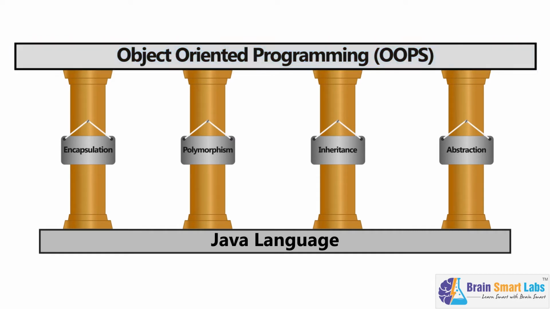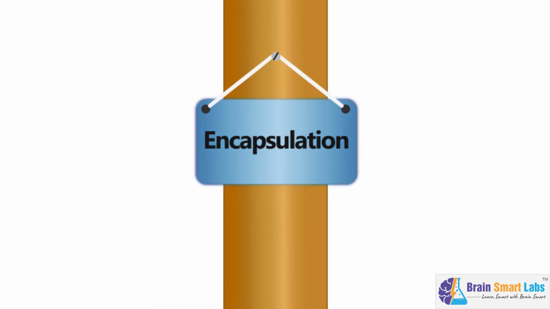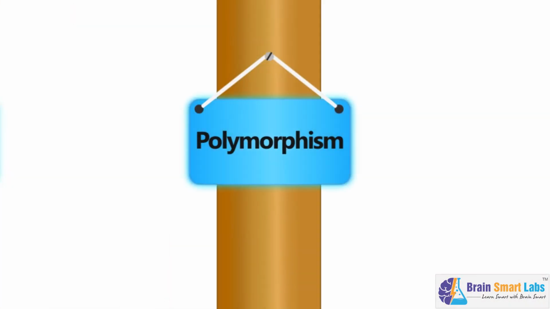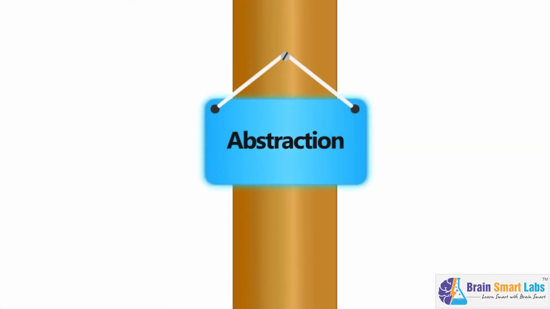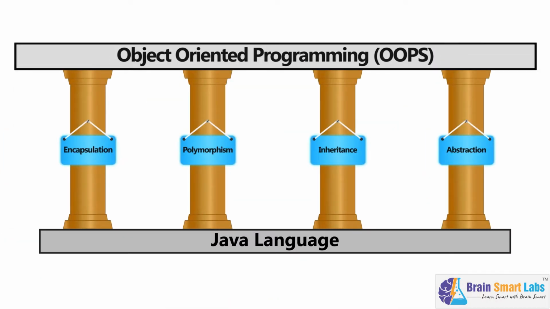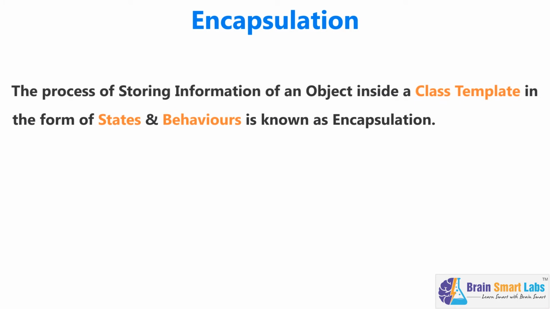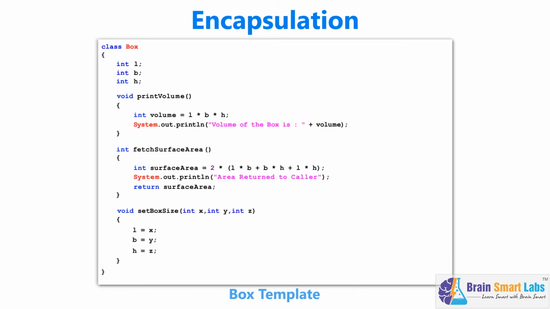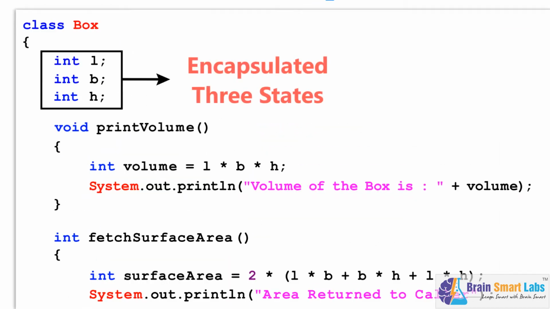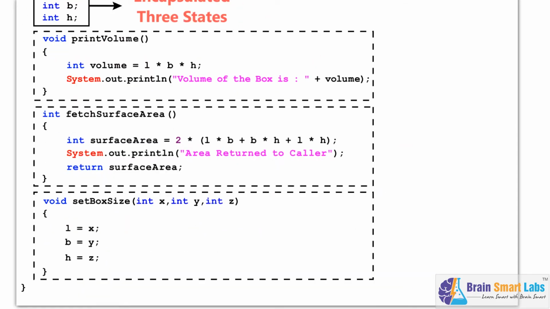OOPS, that is object-oriented programming, is a concept which solely relies on 4 pillars. They are encapsulation, polymorphism, inheritance, and abstraction. Here encapsulation means, as I keep repeating myself, it is a process of storing information of an object inside a class template in the form of states and behaviors. If you want me to give an example again, in the modified box template class box, we have encapsulated 3 instance variables which are known as states, and we have encapsulated 3 instance methods which are known as behaviors.